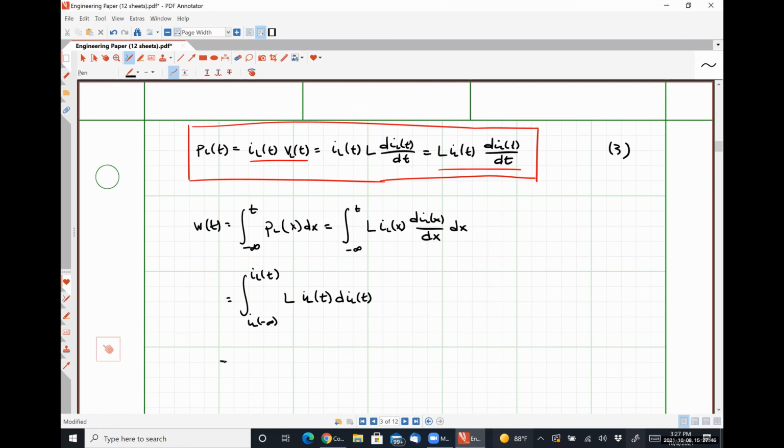And under the specific assumption that the current flowing through the inductor way back at the beginning of time was 0, this reduces to one half L times the inductor current squared. This is relationship number 4.